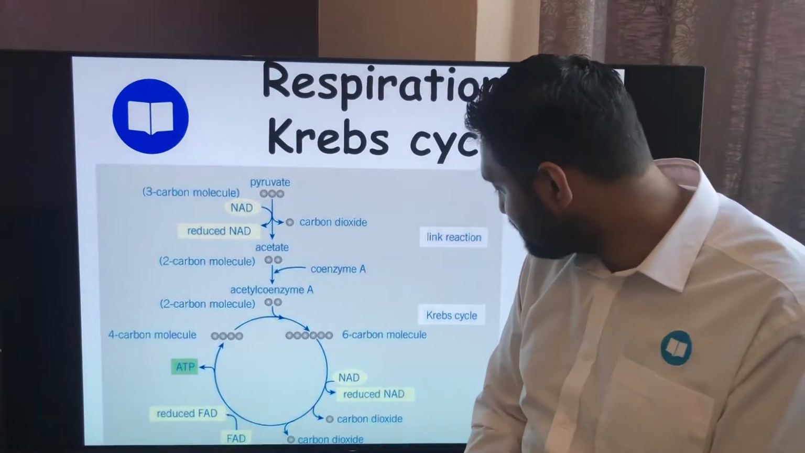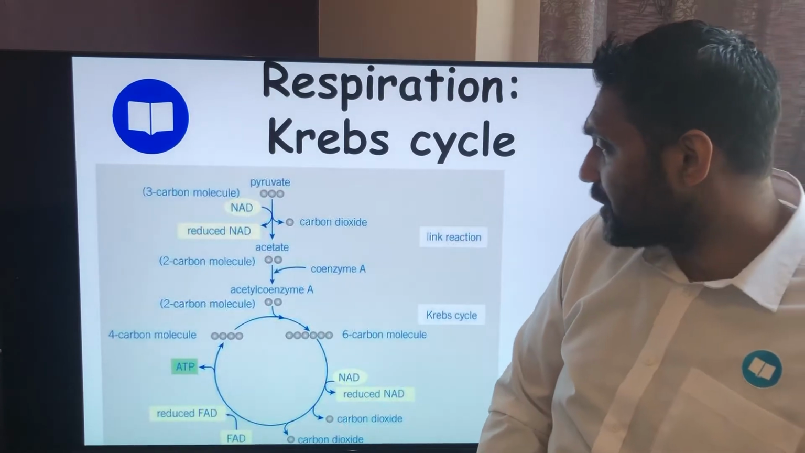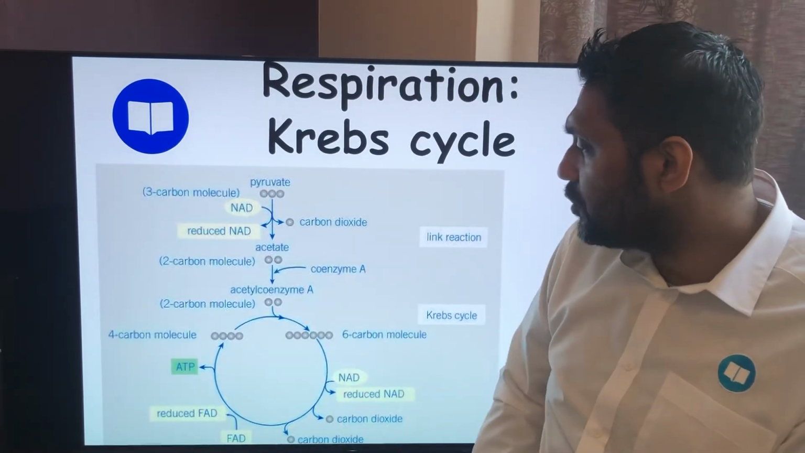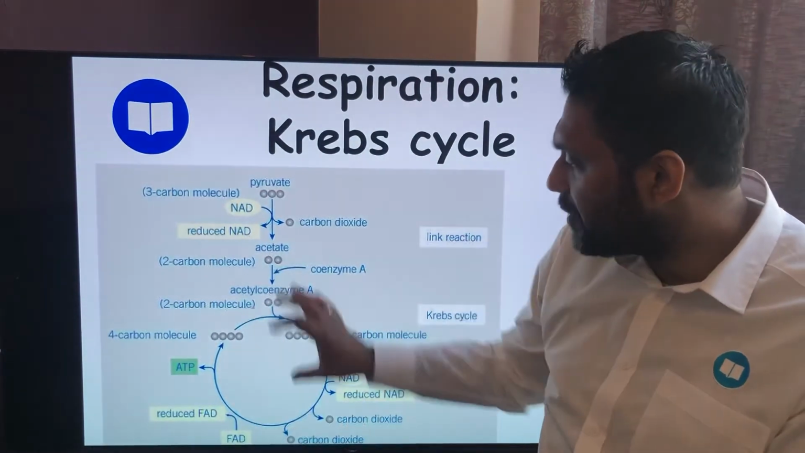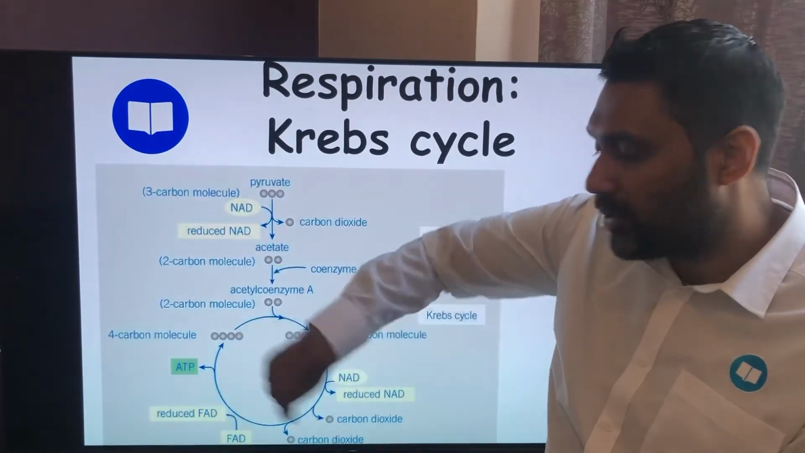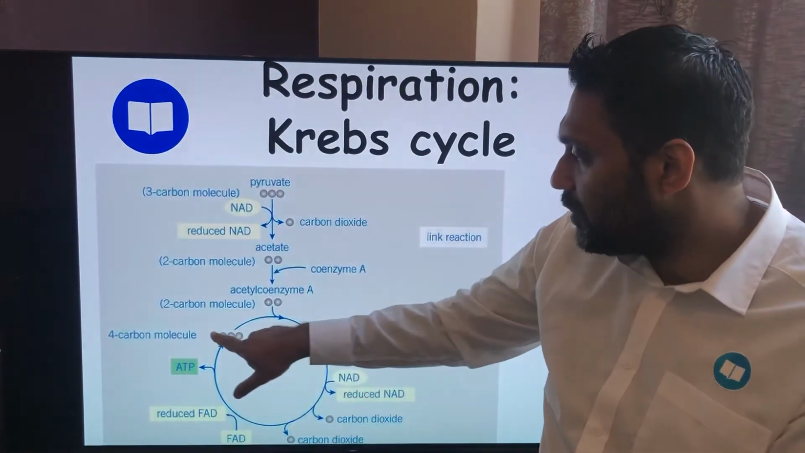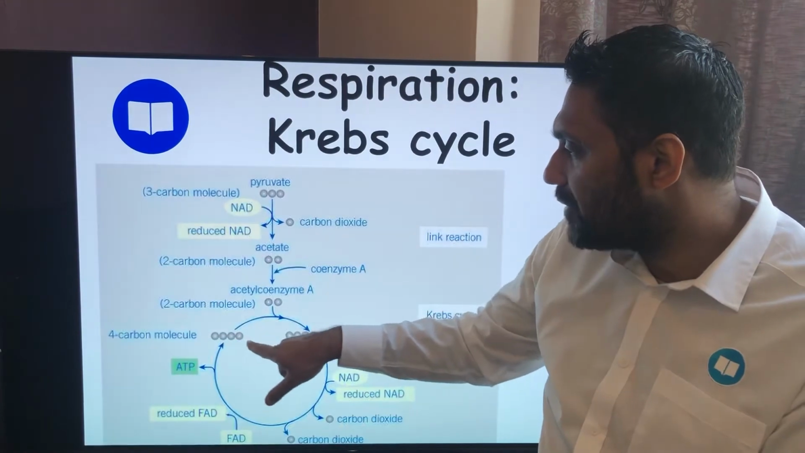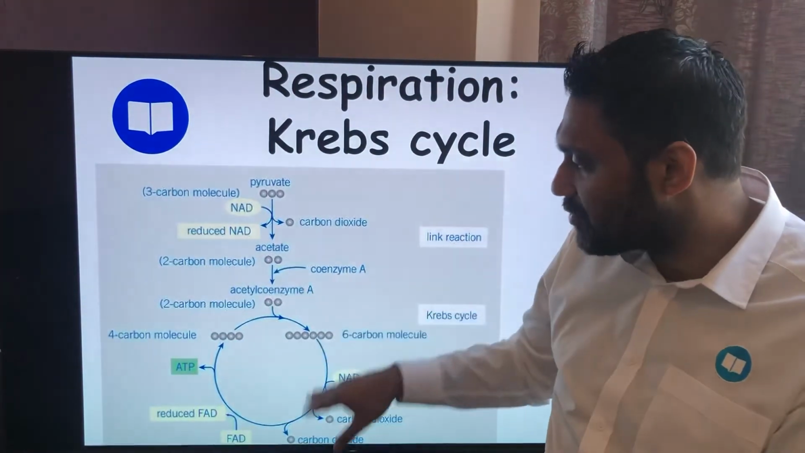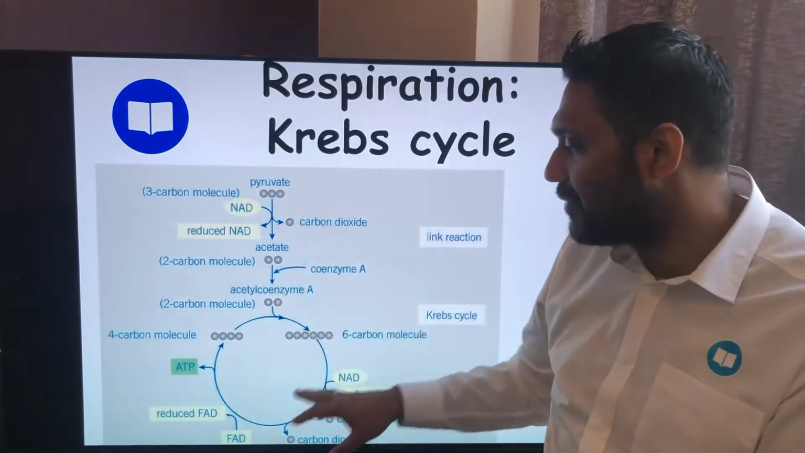Krebs cycle. So what happens during the Krebs cycle? Well, here's my 2-carbon compound. It's going to jump onto this conveyor belt. It's a bit like in the airport where it goes round and round and round. But if you notice, there is a 4-carbon molecule that exists on this Krebs cycle, and it keeps going round and round.